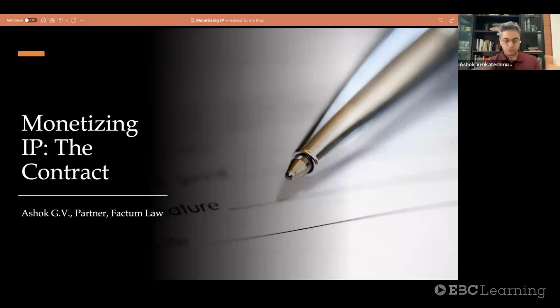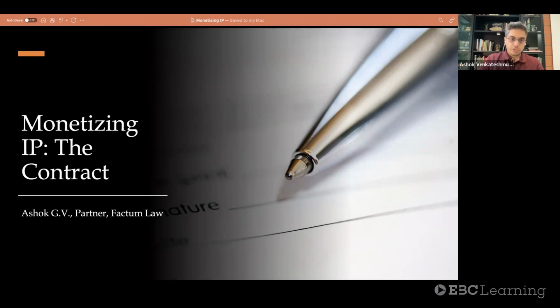This is the second session. I don't know how many of the audience today have already participated in the first session. The theme of today's conversation is to explore, with the help of certain examples and templates of agreements, the what and the how of monetizing intellectual property rights. Central to the subject of monetizing IP is the contract, and contracts involve a variety of factors to consider, not just IP laws.